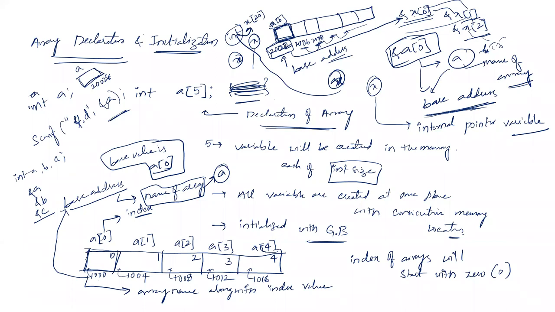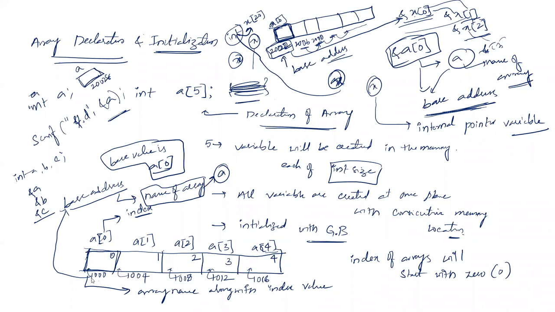If it is a local declaration, the default values are garbage values. If it is a global declaration, the default values are zeros. When I declare, the array variables are created with the name of the array with an index, where the index starts from zero. Remember, array index starts from zero and ends at n minus 1, where n is the size of the array.